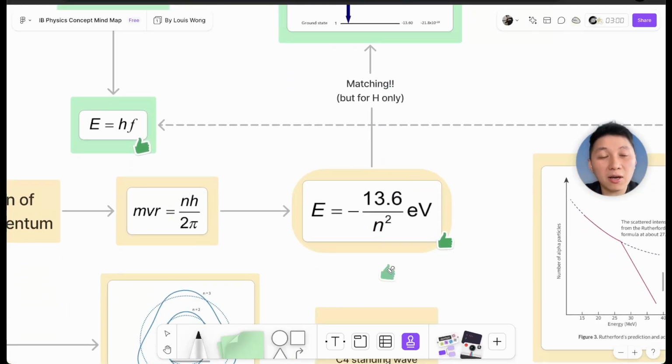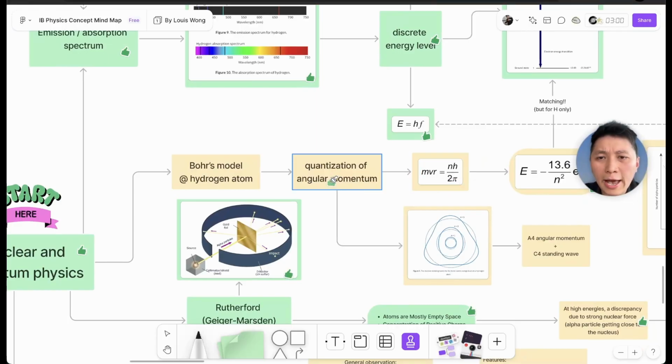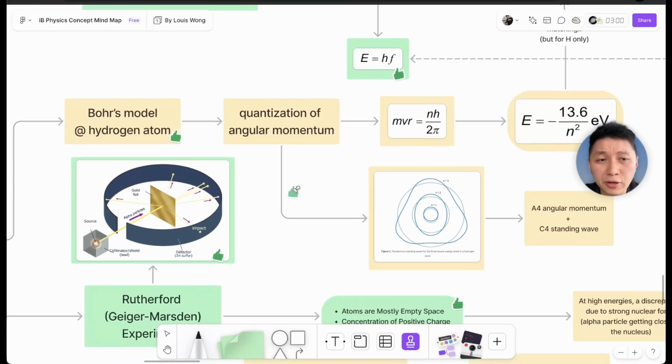But this one, going from the fundamental law of physics, we can actually predict what happens to the energy level when n equals 1, 2, 3, 4. Again, it matched with the empirical data. It started from Bohr's model, considering how a hydrogen atom has one proton in the middle and an orbit, a circular motion basically, by the electron.